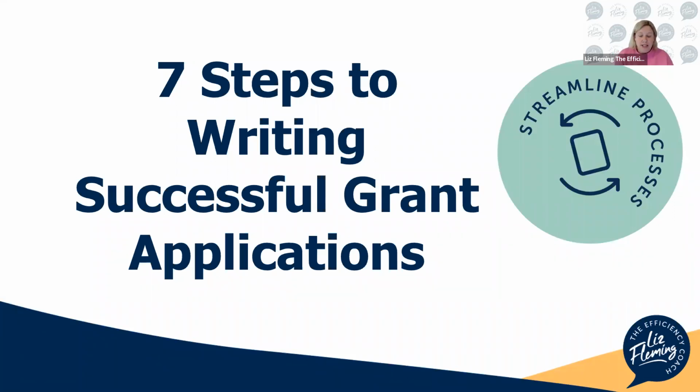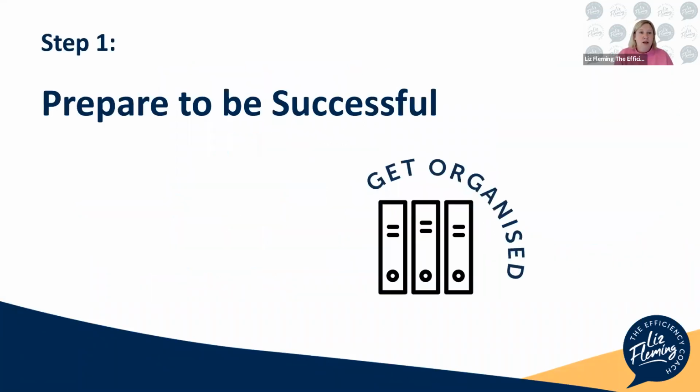7 steps to writing successful grant applications. Number 1, prepare to be successful. Now, success, think about what does that mean to you? This means different things to different people. And it also means that we need to be prepared and get organised for that great result.